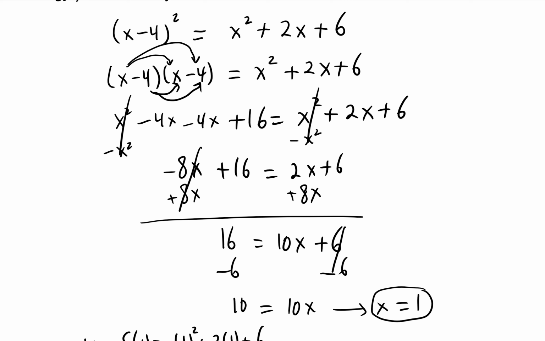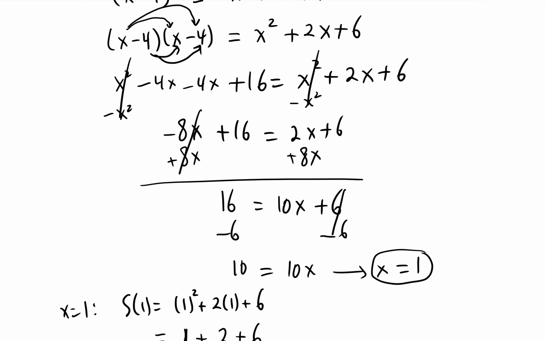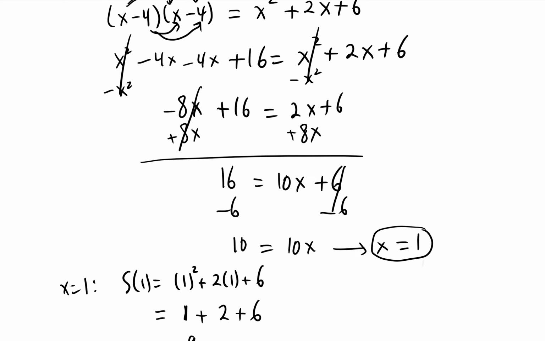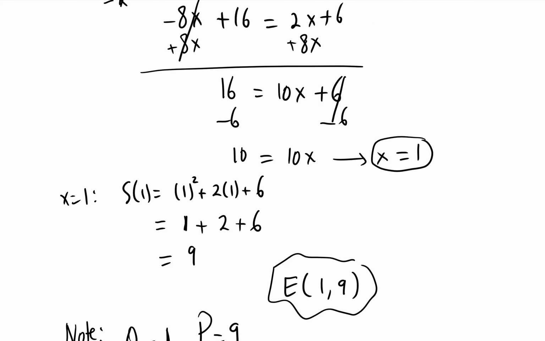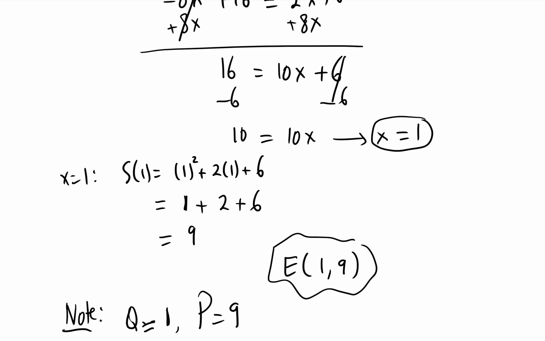Now to find the y coordinate, you can substitute x equals 1 in either one of the equations. So if you substitute in s, you get s of 1, which is 9. Or if you substitute in d, you will get the same result. So E would be 1, 9. Those are the coordinates of point E. Again, note that 1 is Q and 9 is the price P. Q is the number of items.